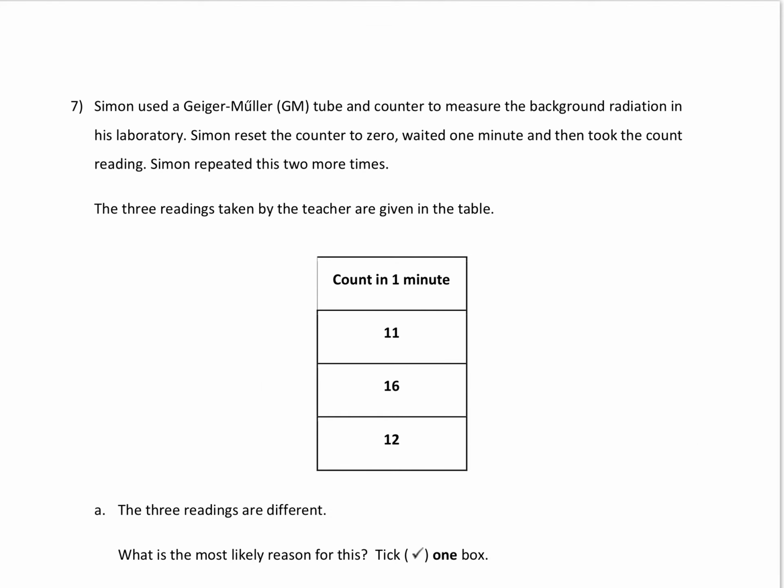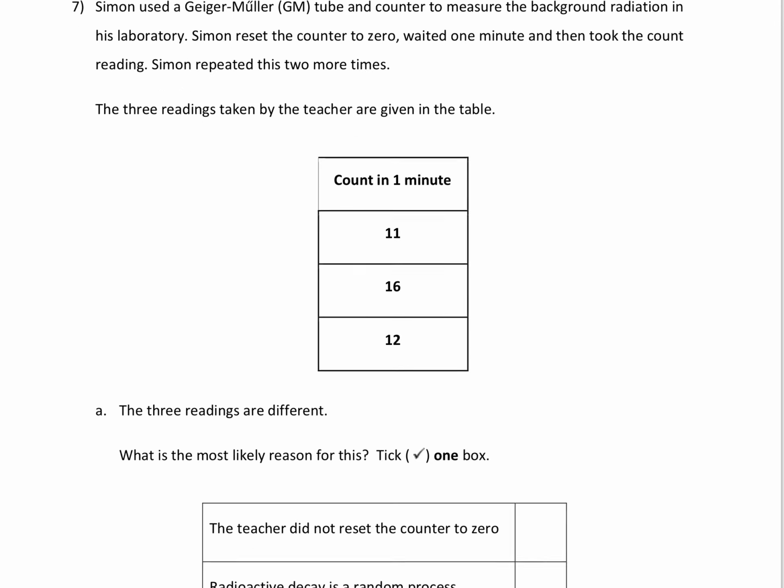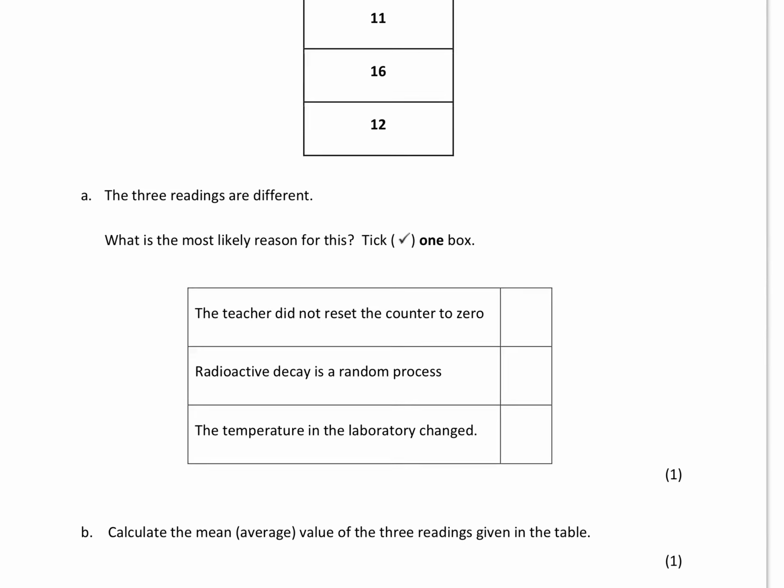Okay, so we're looking at question 7 here. This question is to do with a Geiger-Müller tube which is being used to measure the background radiation in a laboratory. We're resetting the counter to 0, waiting 1 minute, and then looking at what count has been recorded, and we're going to repeat that process a couple of times. Now we have these readings, 11, 16, 12, and the question asks why the readings are different.